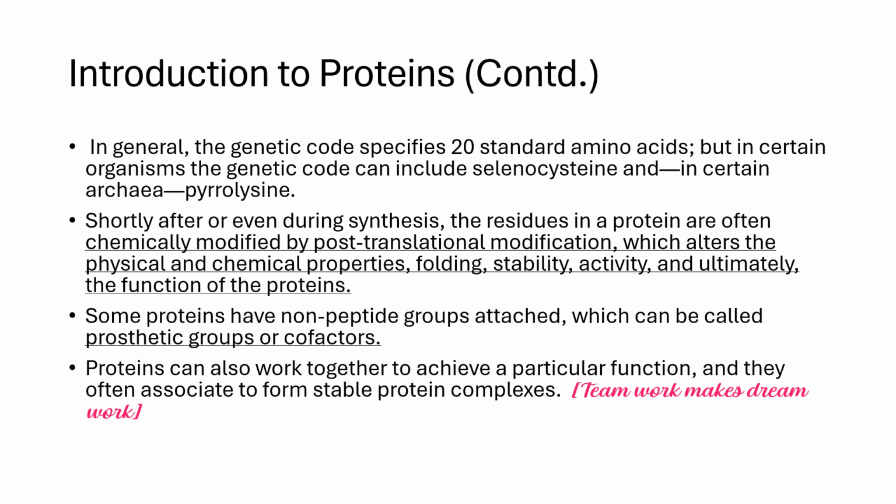Shortly after or even during synthesis, the residues in a protein are often chemically modified by post-translational modification, which alters the physical and chemical properties, including folding, stability, activity, and ultimately the function of the proteins. So the protein goes through chemical modification, which may change their physical and chemical properties, how they fold, how stable they are, what kind of function they can have, and what activity they can perform.